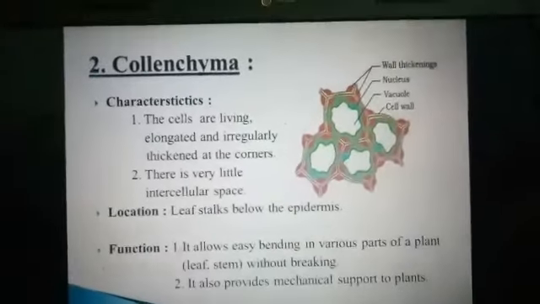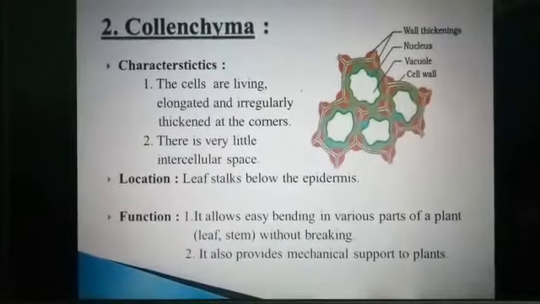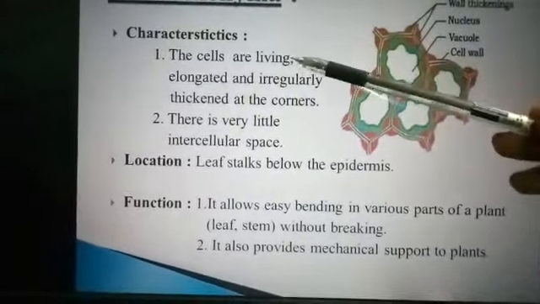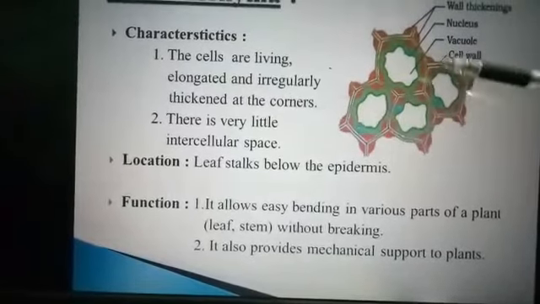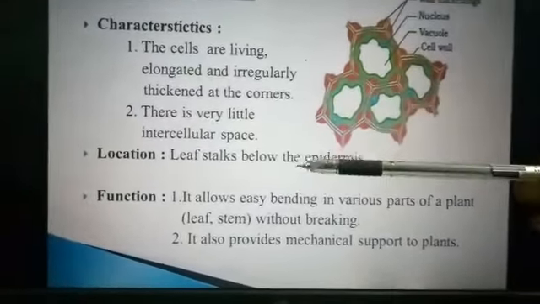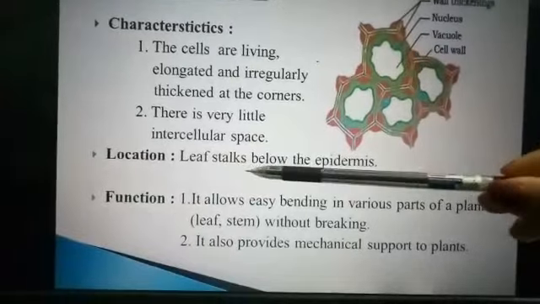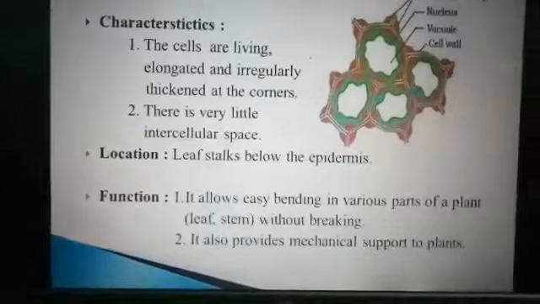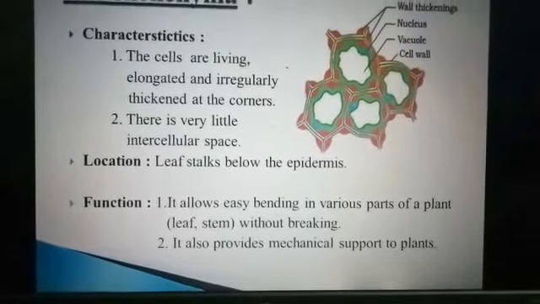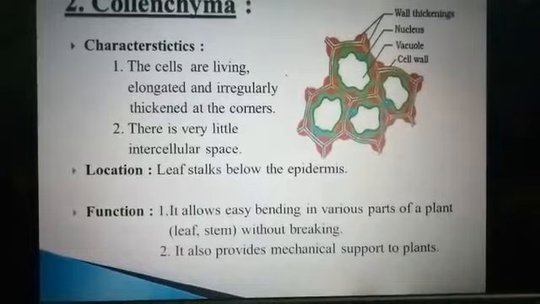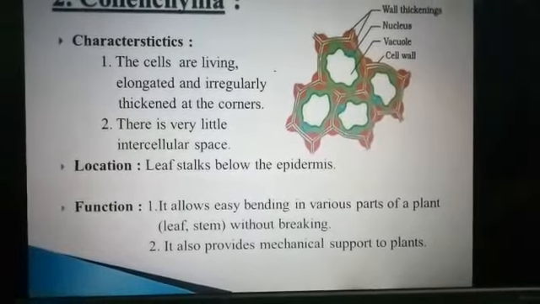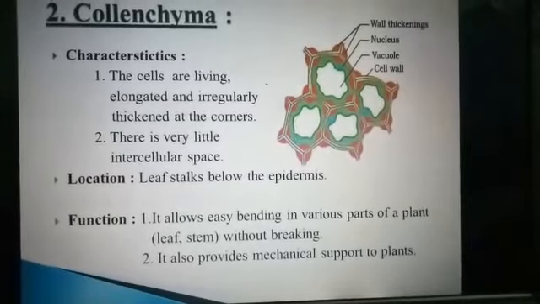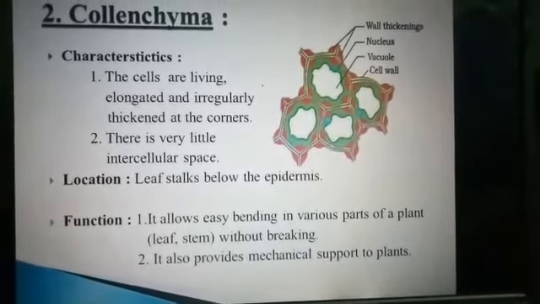Next is collenchyma. Here again, what are there? There is thickening at the corners, right? And cells are also living, with thickening at the corners, and there is very little intercellular space. Then about location. They are present in the leaf stalk below the epidermis, right? So they are present in leaves. Then about function, it allows easy bending. If they are present in leaves, they are also present in stem. So there is bending, that means they provide flexibility. लचीलापन देता है, right? And it provides mechanical support. They are supportive too.